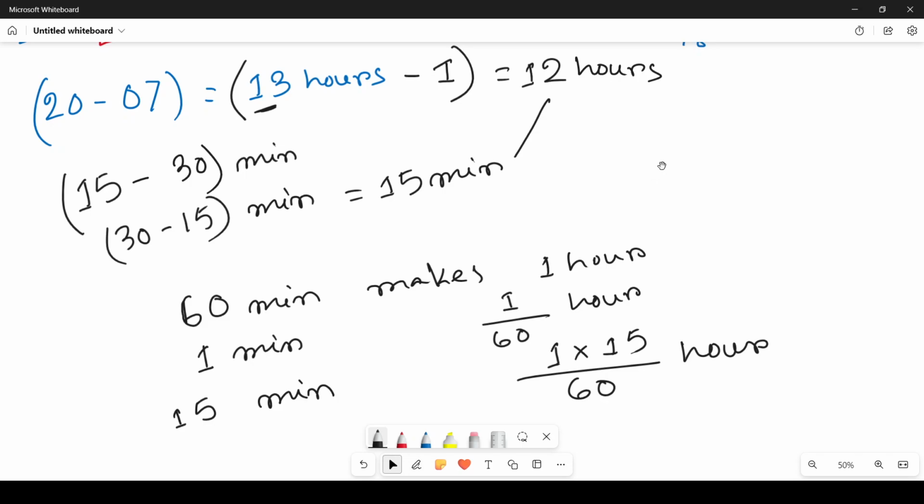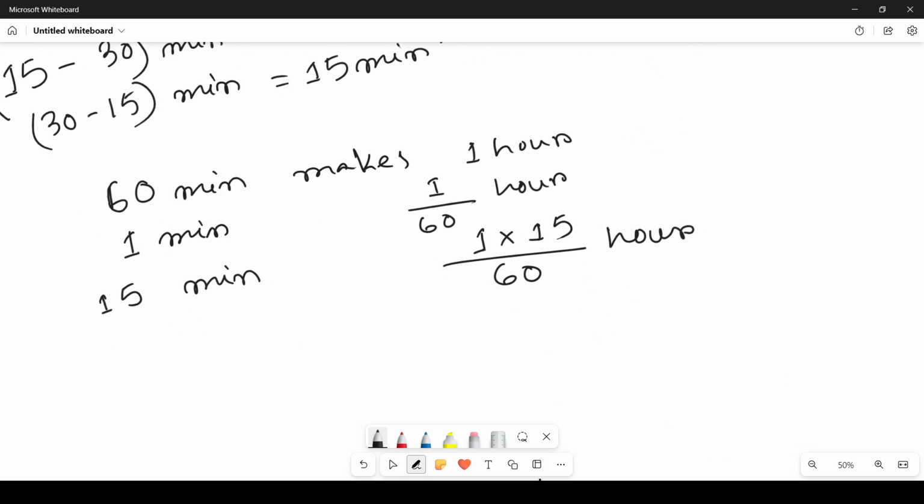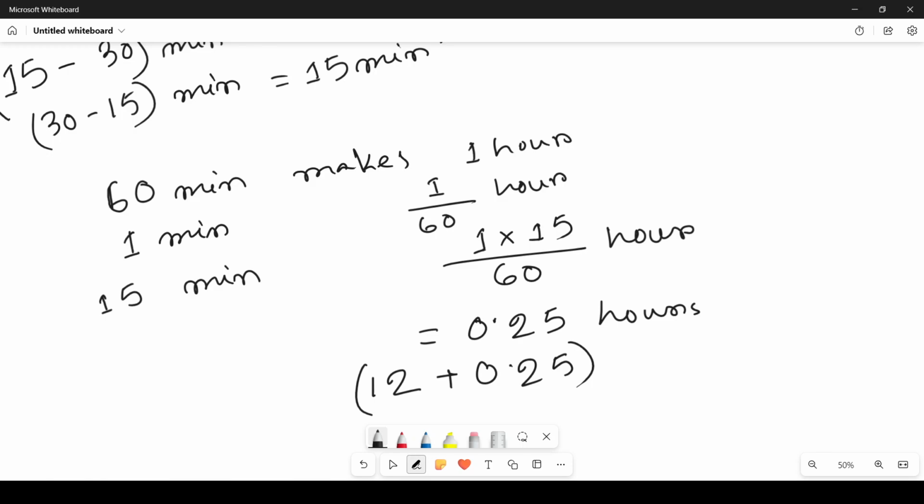Now if you do this conversion, you will have 15 divided by 60, which is 0.25 hours. Now you can add this with that 12 hours. So that guy has actually worked 12.25 hours, right?